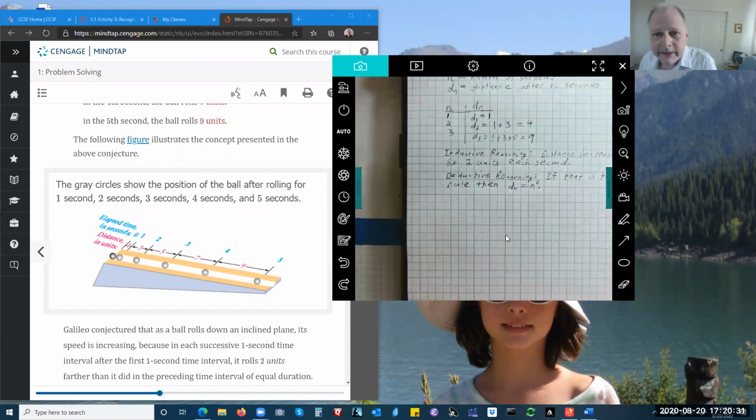And what makes it deductive, if you were not here in our previous class meeting, is that I proved that the sum of the first n odd numbers is n squared. And so that was just kind of a logical argument. Okay.